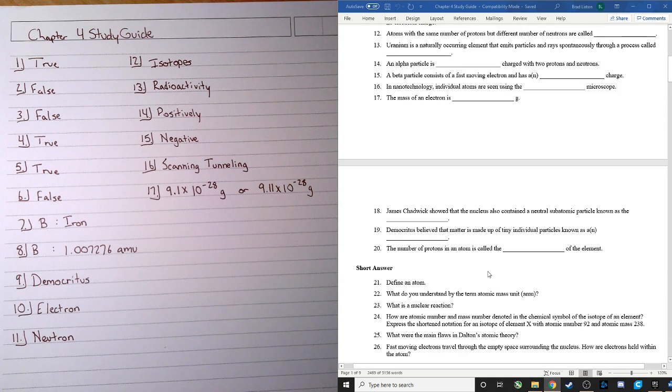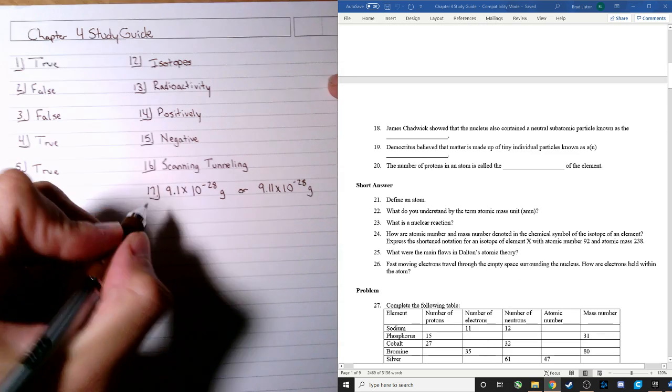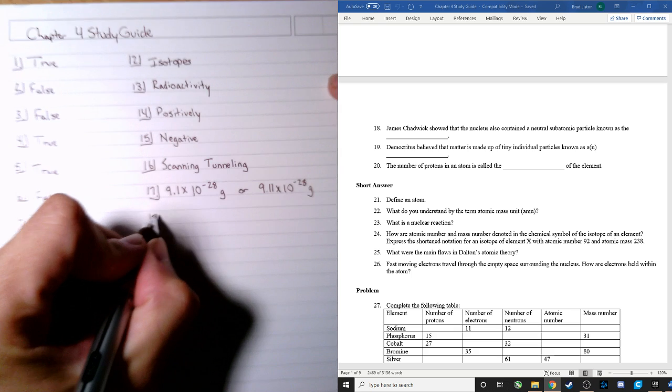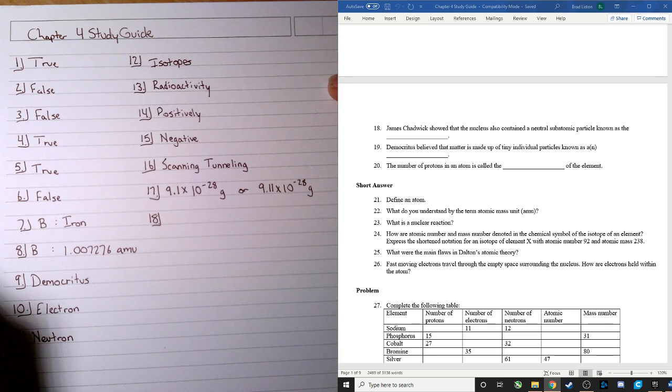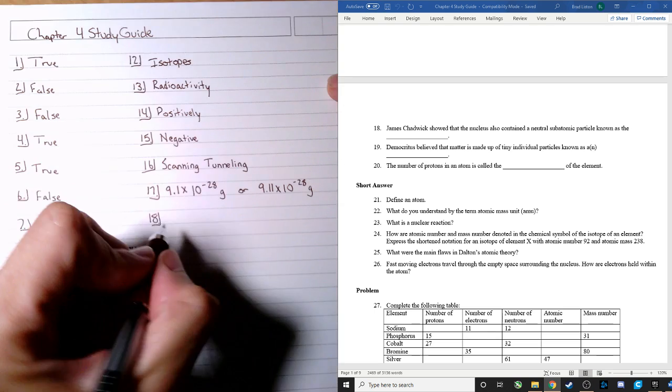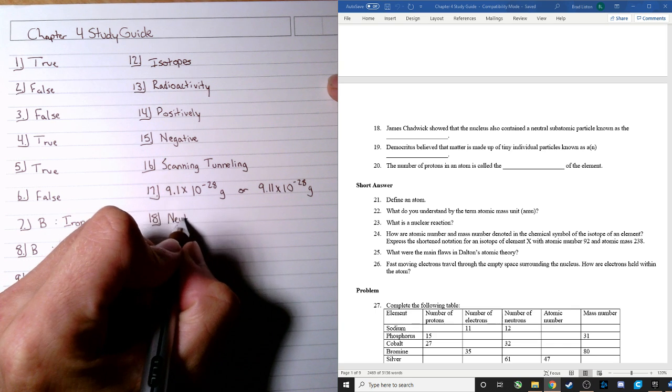So next, number 18, James Chadwick. What did he show? He showed that the nucleus also contained a neutral subatomic particle known as the what? Well, neutral should have been your hint. It is the neutron.